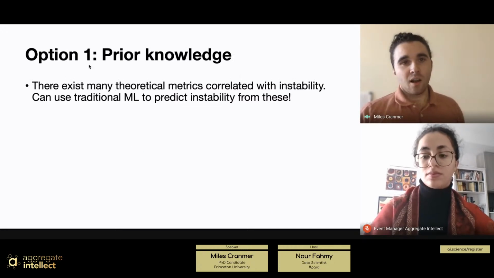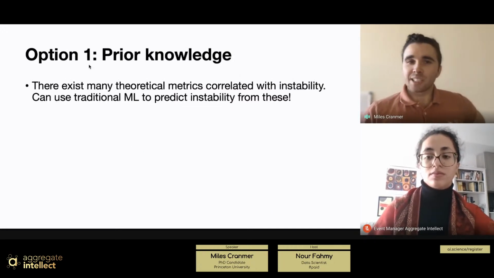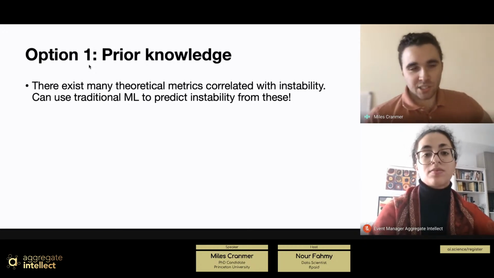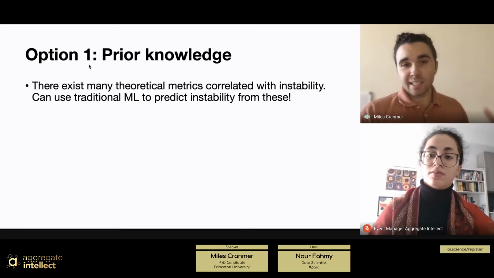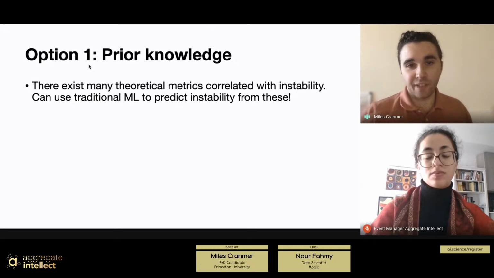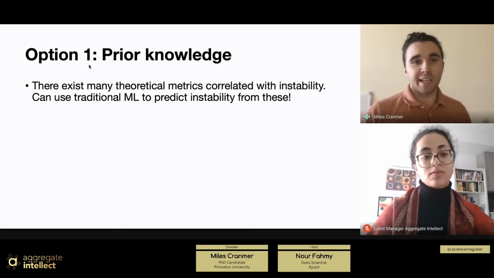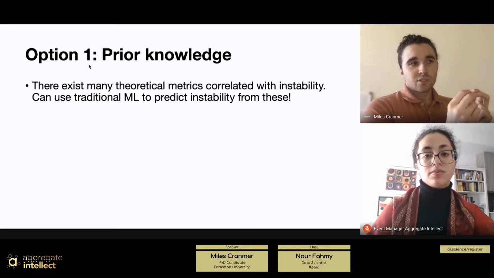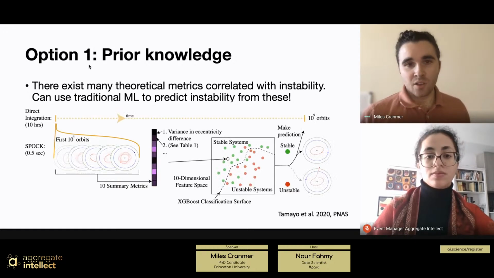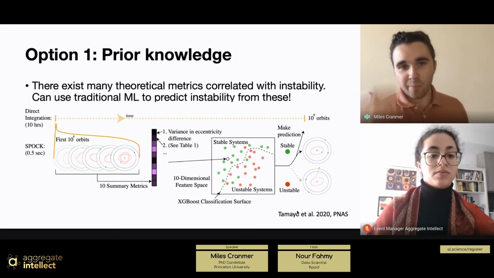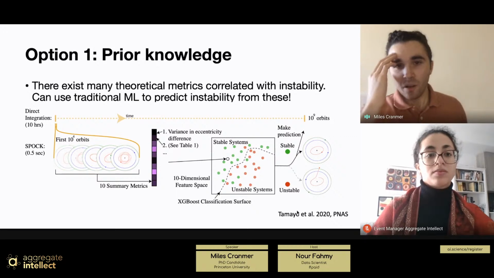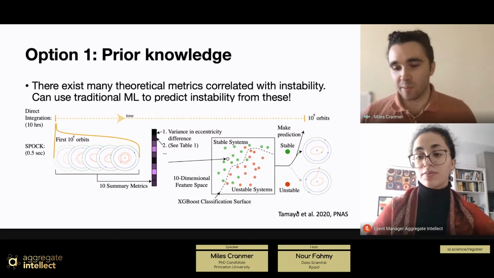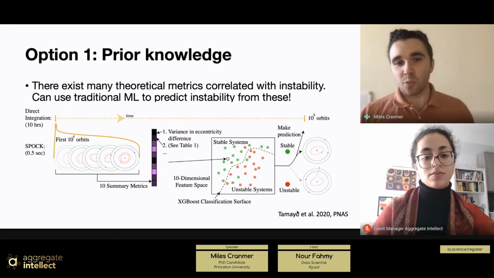There are two ways to do this. One is we can use traditional metrics that planetary dynamics theorists have developed over many years, and use those metrics to predict instability. This is a paper with my co-author Dan Tamayo. We use these metrics and we predict stable or unstable. And it seems to work well.